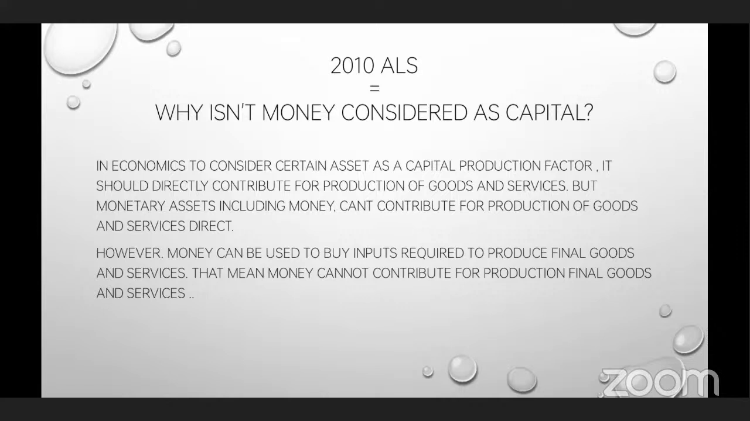In economics, to consider a certain asset as a capital production factor, it should directly contribute to the production of goods and services. But monetary assets, including money, cannot contribute to the production of goods and services directly. However, money can be used to buy inputs required to produce final goods and services. That means money cannot contribute to production directly, right? Okay, we'll move to the next slide.